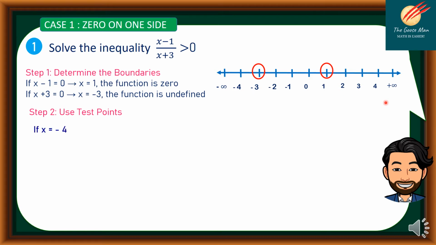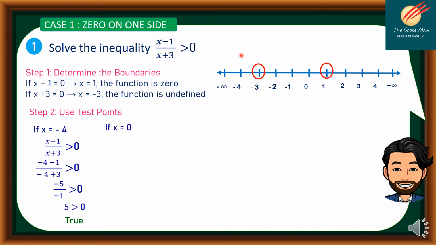Say for instance, we let x be equal to negative 4. This is to the left of negative 3. Again, with our original inequality, substitute the value of x. We have (negative 4 minus 1) over (negative 4 plus 3). Is it greater than 0? Since negative 5 over negative 1, or 5, is greater than 0, this is true. Therefore, we mark this as a correct region.